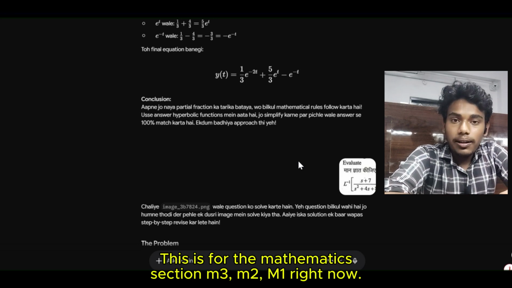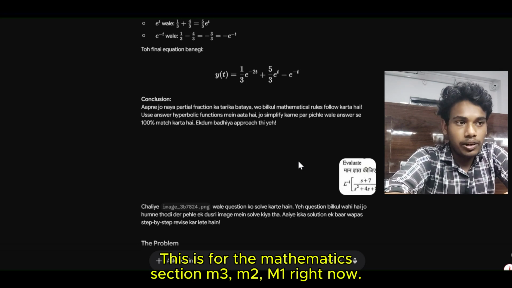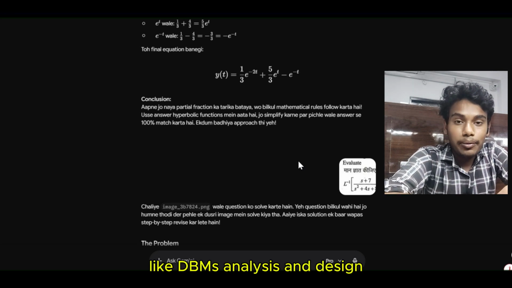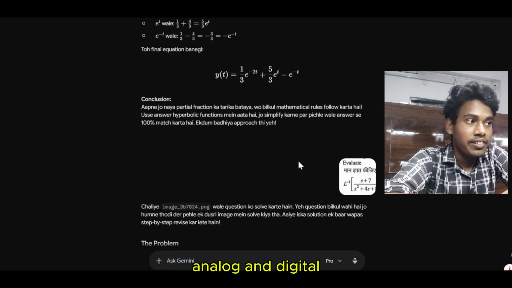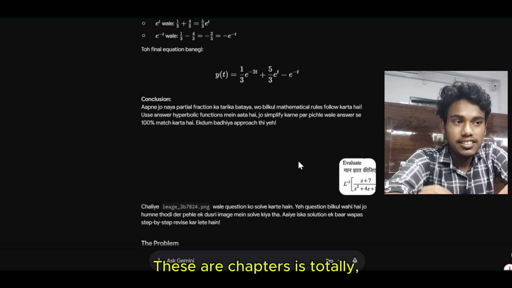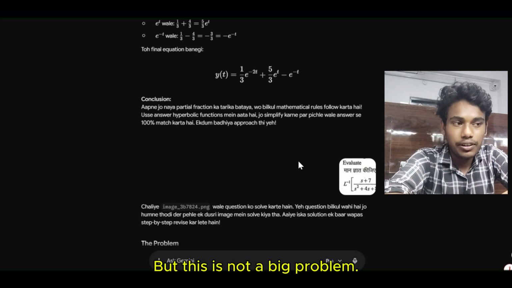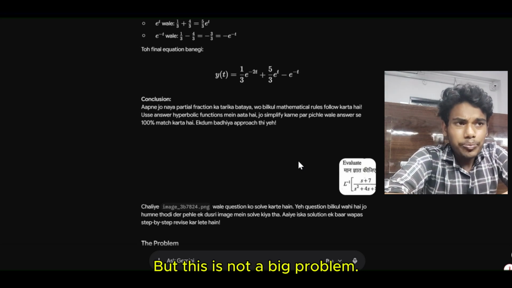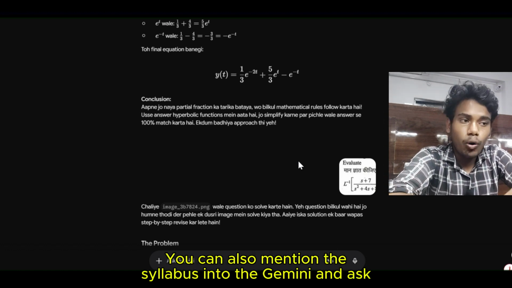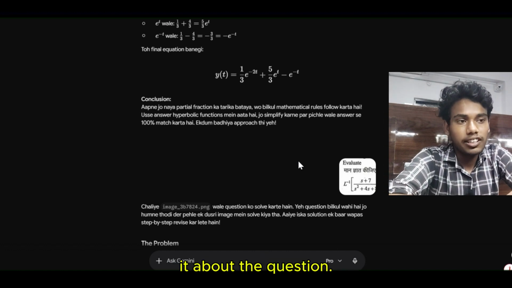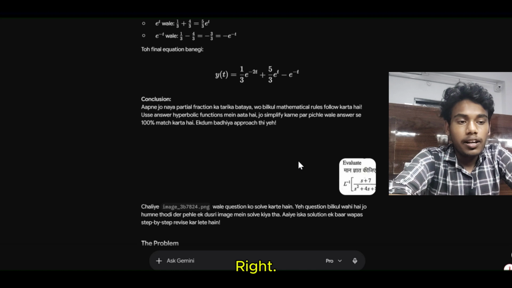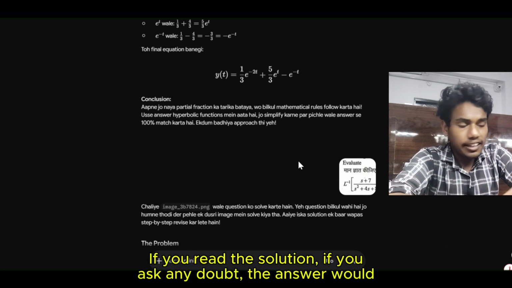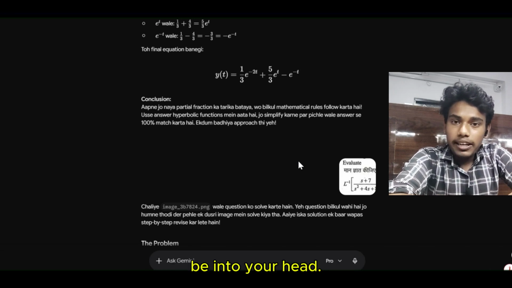Now, this is for the mathematics section, M3, M2, M1, right? Now, what about other subjects like DBMS, analysis and design of algorithms, computer organization and architecture, analog and digital communication? These are subjects which are very boring and very difficult. But this is not a big problem. You can also mention the syllabus to Gemini and ask it about the questions, right? You could make notes through Gemini and try to understand the problem. If you read the solution, if you ask any doubt, the answer would be in your head.